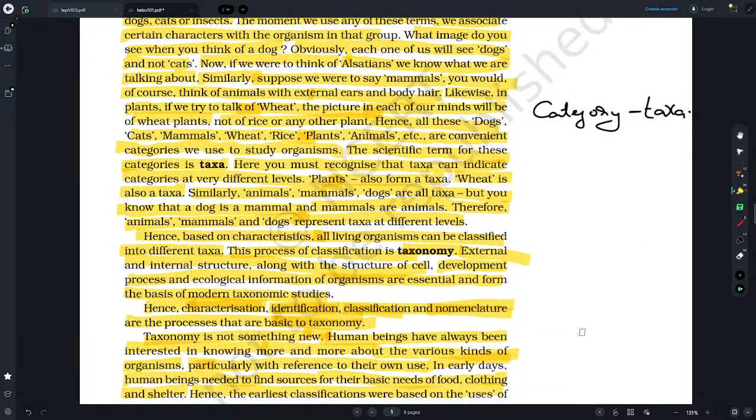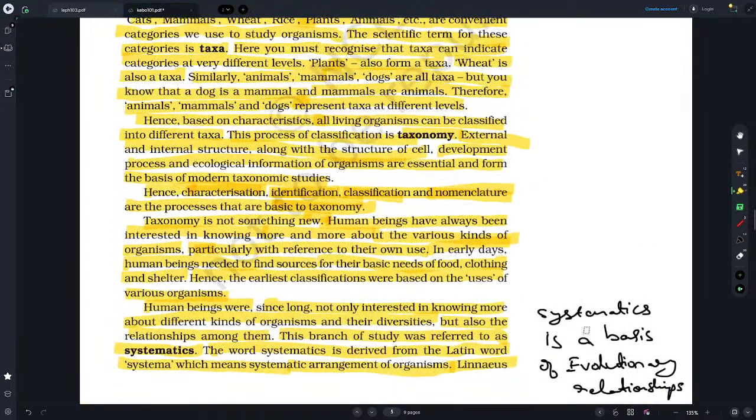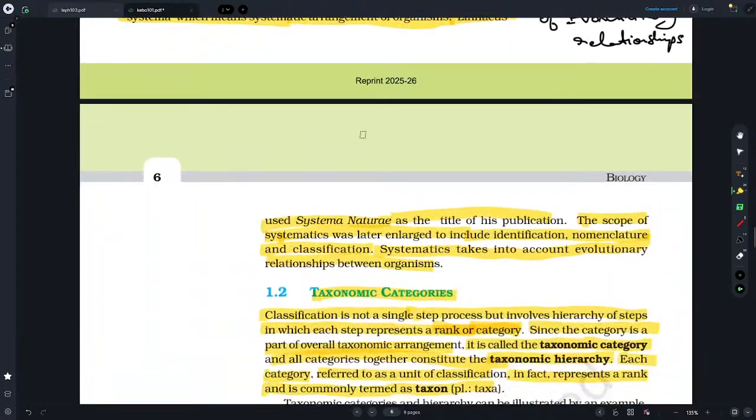Taxonomy is based on characteristics, all living beings or organisms being classified into different taxa. This classification is what we call taxonomy. Based on characteristics, all living organisms can be classified into different taxa. This process of classification is what we call taxonomy.